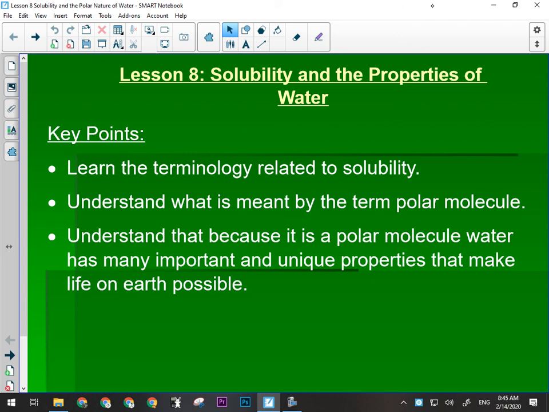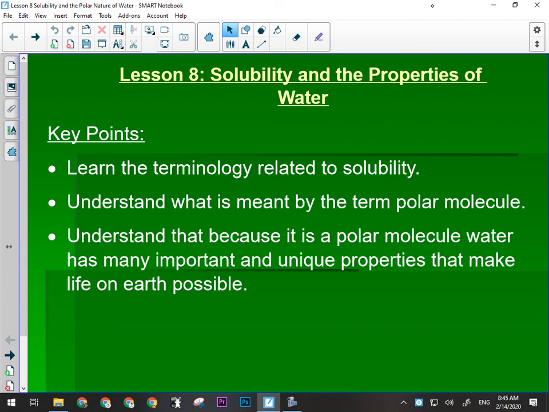So in general, we know that ionic compounds are quite soluble. There are a few exceptions. There are some ionic compounds that have a very low solubility. But we obviously know that molecular compounds can be soluble, but in general, they're not as soluble as the ionic ones. So like I said, we're going to learn terminology related to solubility today.